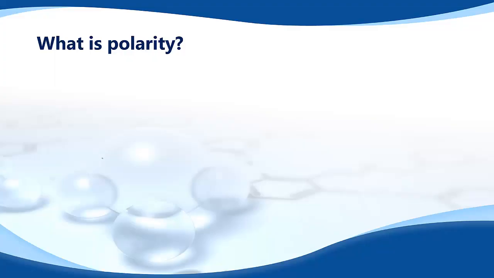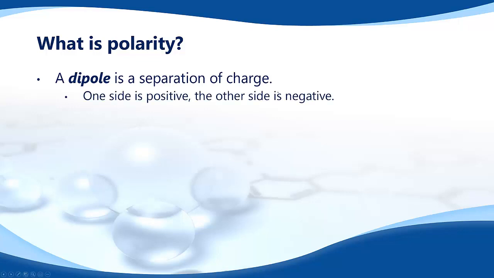All right, so first thing we should probably do is starting off by talking about what is polarity. Polarity is based on something called a dipole. A dipole is basically a separation of charge. Right, so by separation, what I mean is that one side of the object has a positive charge, the other side of the object has a negative charge.